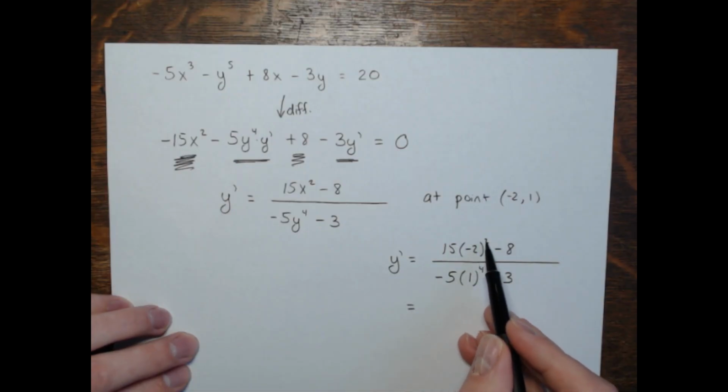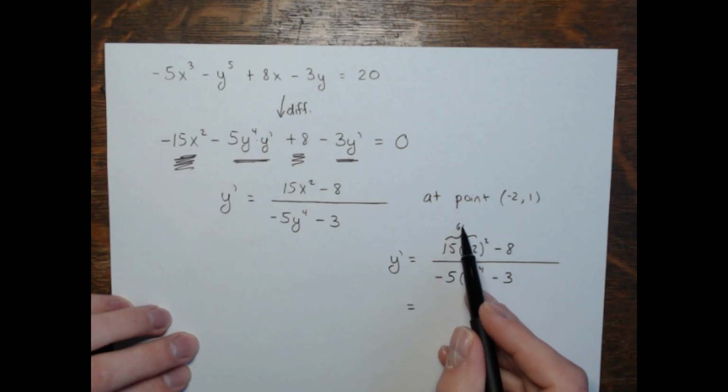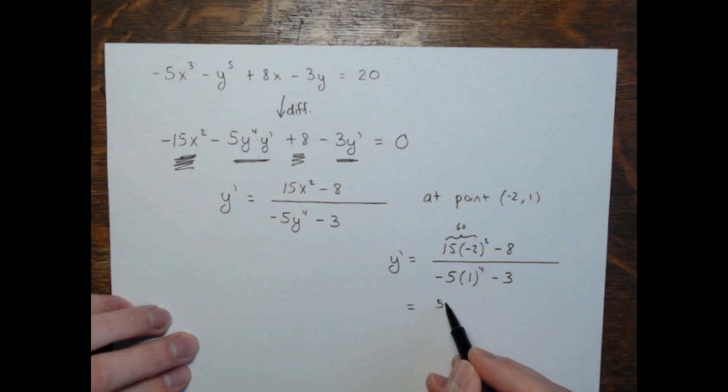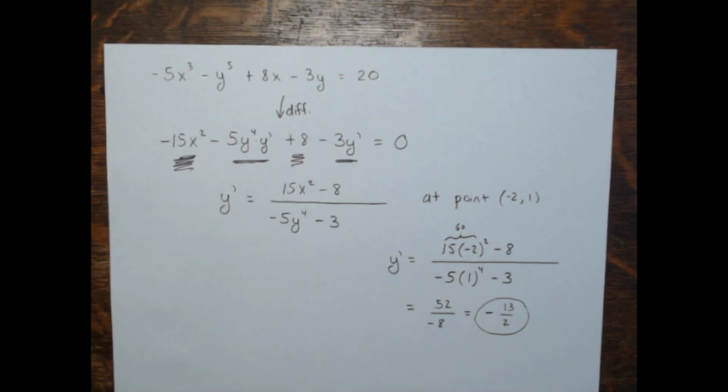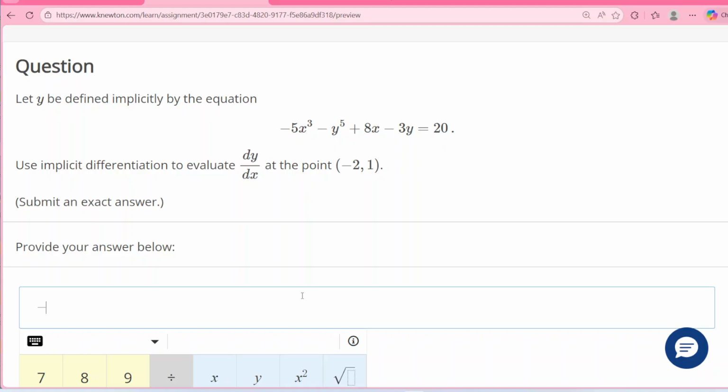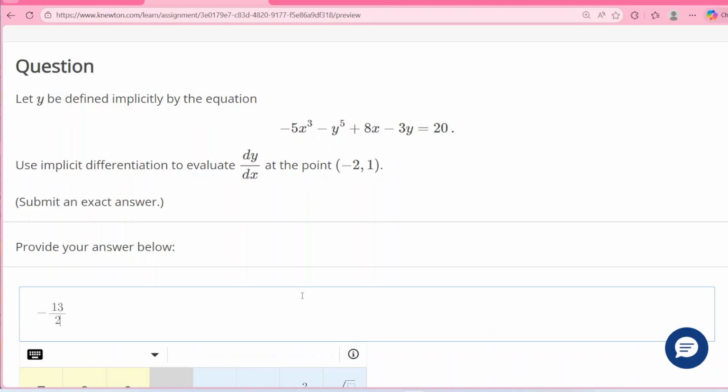Negative 2 squared is positive 4. 4 times 15 is 60. 60 minus 8. Got 52 in the numerator. And then 1 to the fourth is 1. Negative 5 is negative 5 there, minus 3 would be negative 8 in the denominator. So this is a negative value and these are both multiples of 4. All right, this is 4 times 13, and this is 4 times 2. All right. So negative 13 halves will be the slope. Negative 13 over 2.